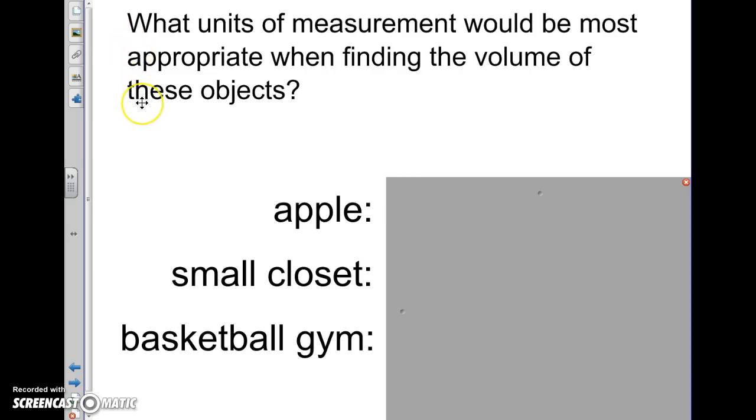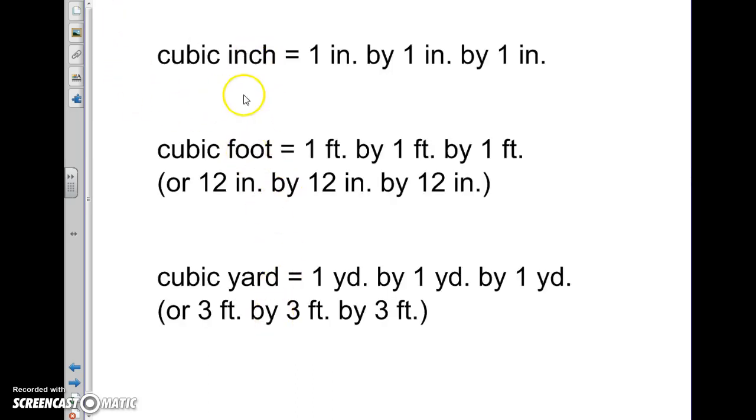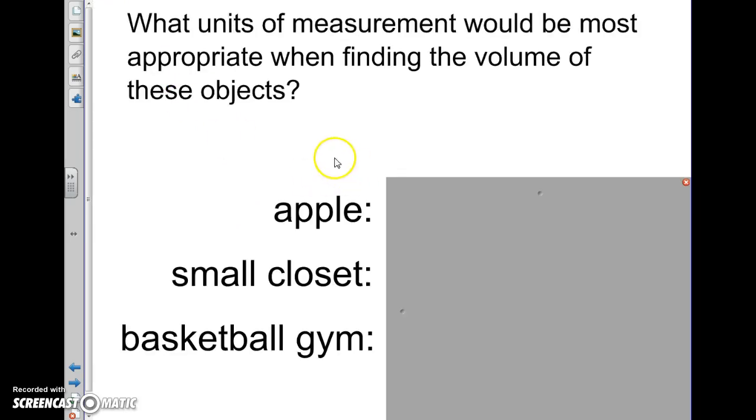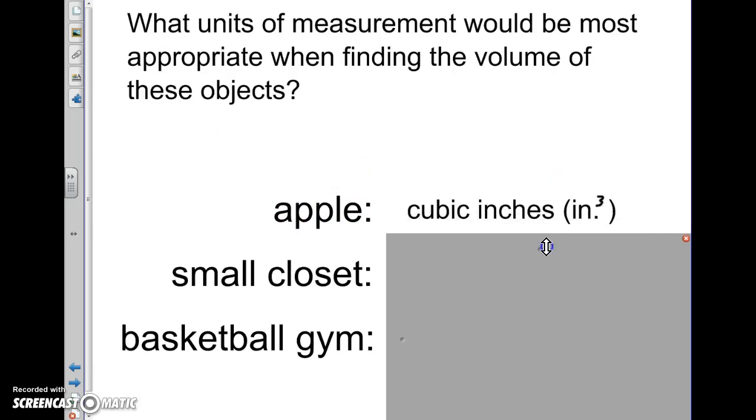So you think about an apple. Think about an apple in your hand, and then think about these 3 different measurements here, about cubic inches, about cubic feet, and about cubic yards. What would be the most appropriate unit of measurement when measuring an apple? Cubic inches would be the most appropriate, right? Because I don't know about you, but I've never seen an apple that's a foot by a foot by a foot, right? That would be a humongous apple, and we don't have any apples that big.